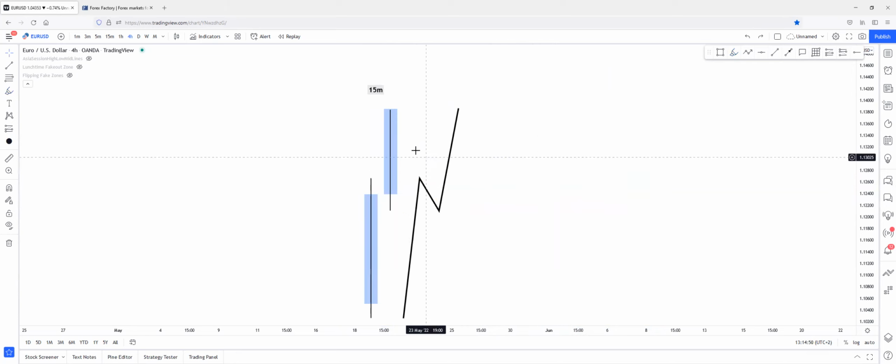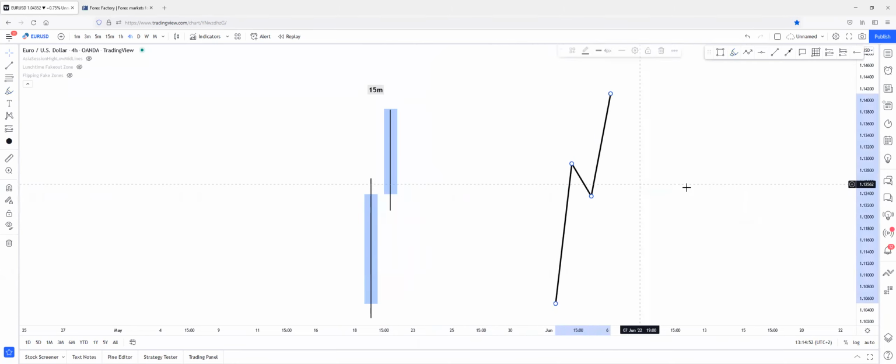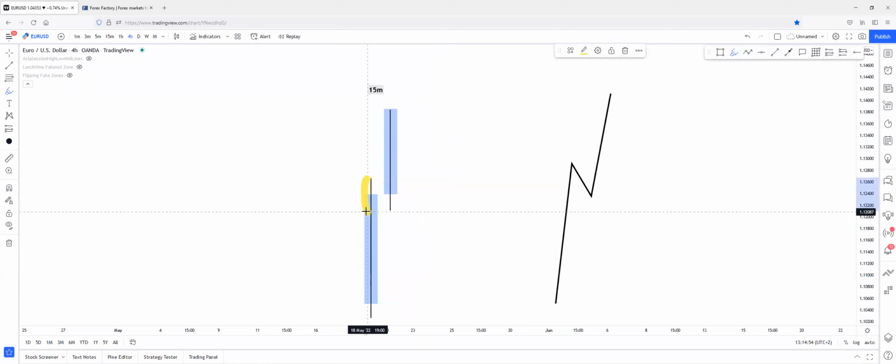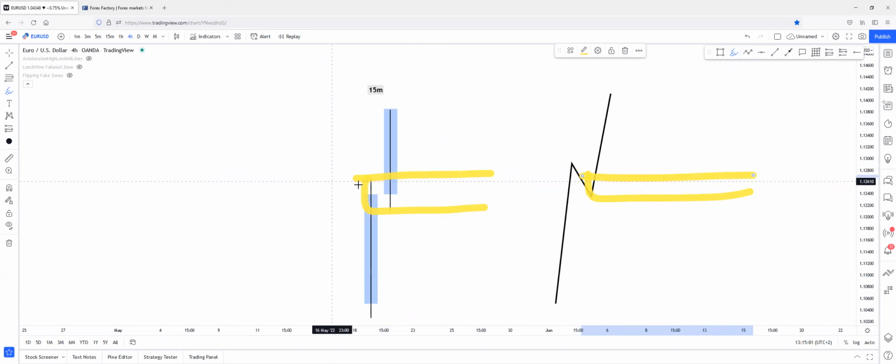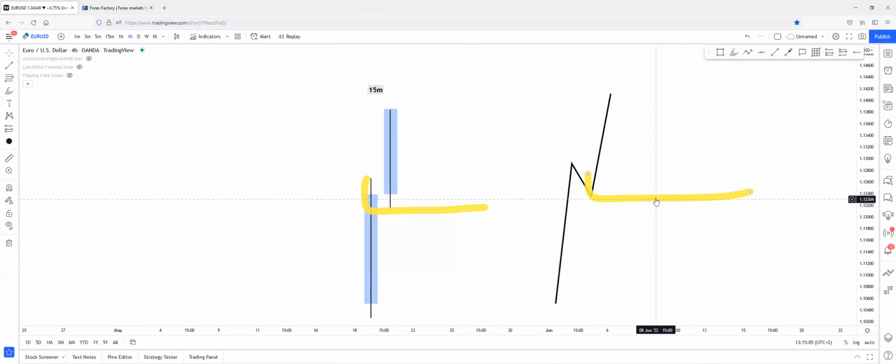Let me just remove this and put it a bit further. So this will be the demand zone on the 15-minute chart, which will be equal to the 1-minute chart demand zone. Do you understand how this works, and what you can expect from this? Let me just explain.